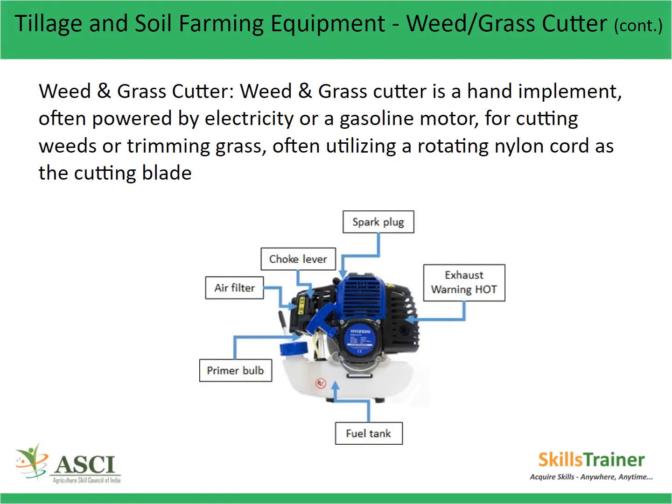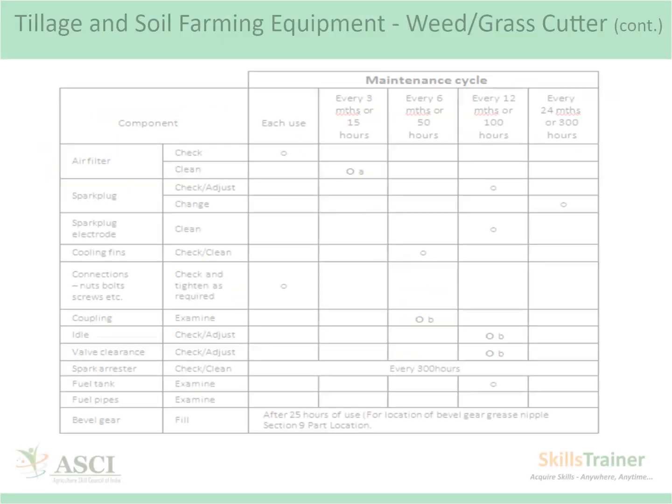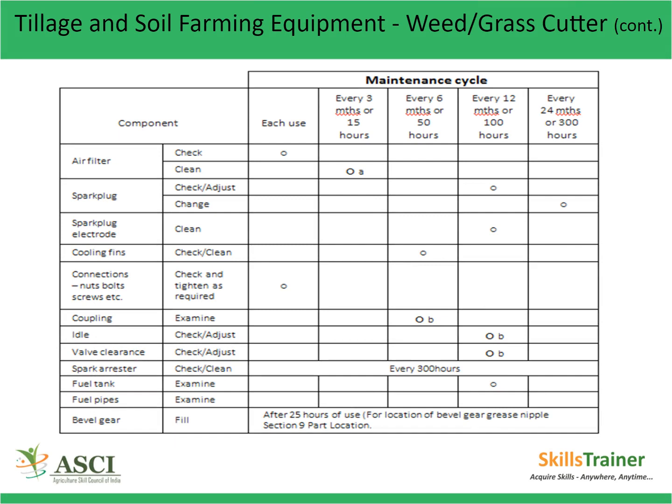Weed and grass cutter. A weed and grass cutter is a hand equipment often powered by electricity or a gasoline motor for cutting weeds or trimming grass, often utilizing a rotating nylon cord as a cutting blade. Dear trainees, please have a look at this slide to understand the maintenance cycle of a weed or grass cutter.